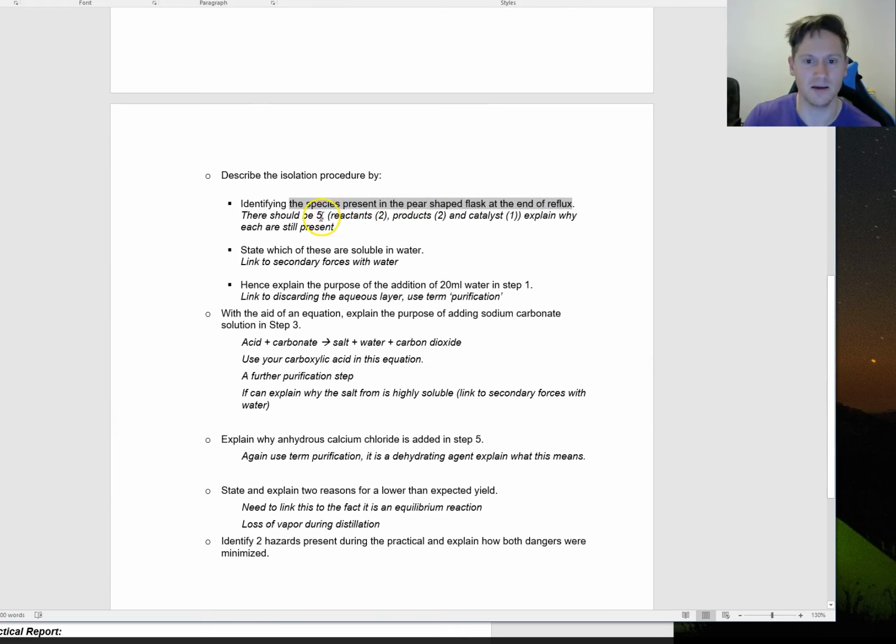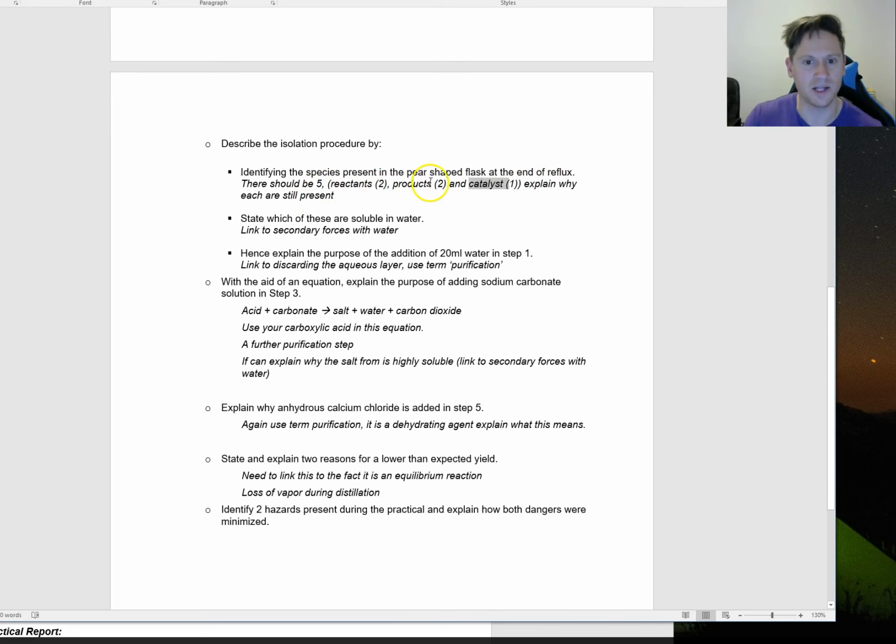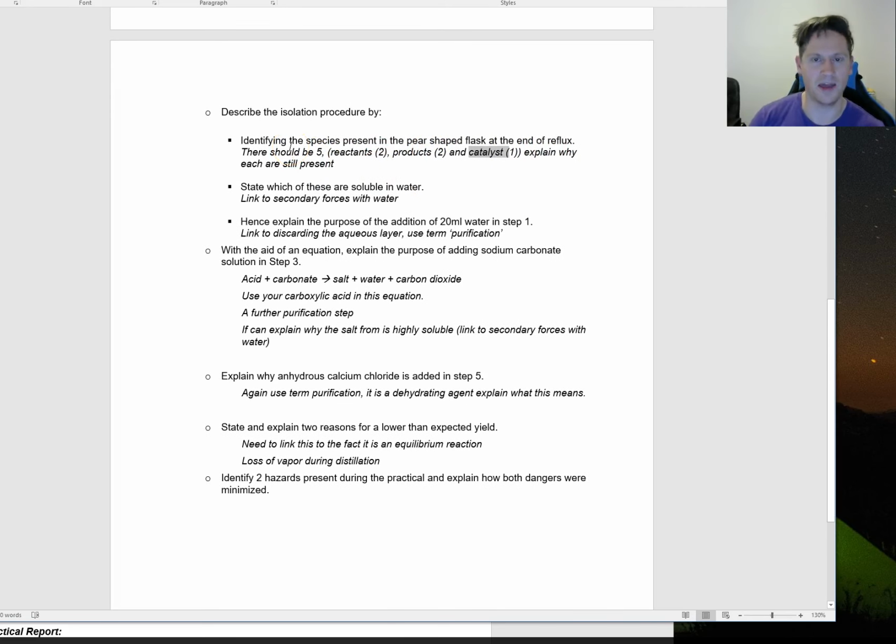So it says here you should have 2 reactants, 2 products, and the catalyst, which is the sulfuric acid. Why are each of them present? You talk about the equilibrium reaction, okay? So explaining that, all right? What is an equilibrium? When that's being established, what does that mean? You know, you've got the forwards reaction, the backwards reaction, all that type of stuff.